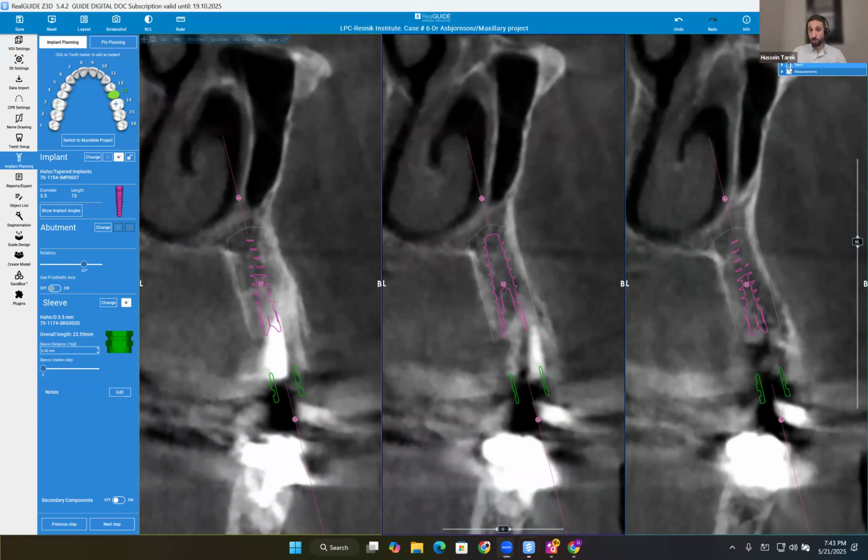Do you have a virtual tooth on this, Hussein? Yes, sir. I did add a virtual crown over here, Dr. Resnick. Okay. So this crown's going to be an FP2, Katie. So just explain that to the patient. It's going to be a little bit longer than the adjacent teeth. Do you have a frontal view on that?